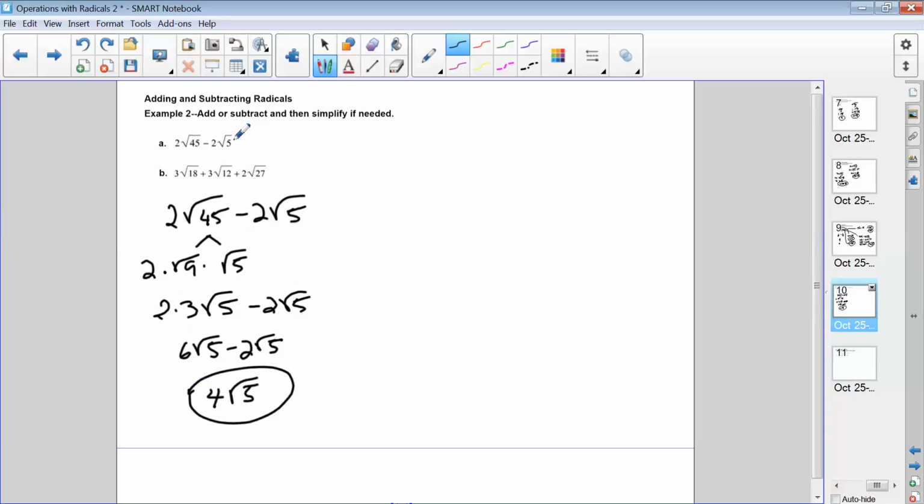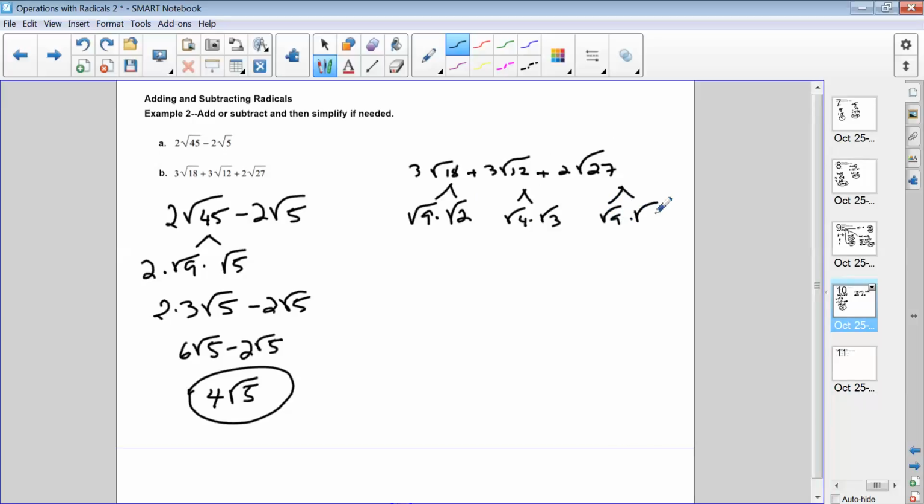Again, the radicands were not the same, so we want to try to simplify and hope that they do become the same. So part B is 3 times the square root of 18 plus 3 times the square root of 12 plus 2 times the square root of 27. None of the three are the same. Well, you can't stop. You can't add 18 and 12 and say that's 30, and 30 plus 27 is 57 and say the square root of 57. Can't do that. So you want to try to simplify and look for perfect square factors.